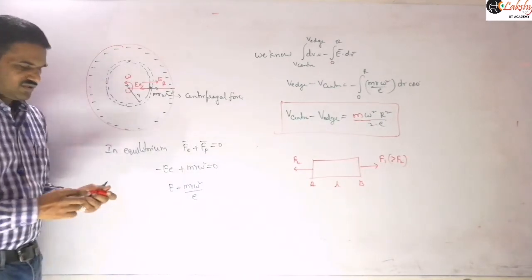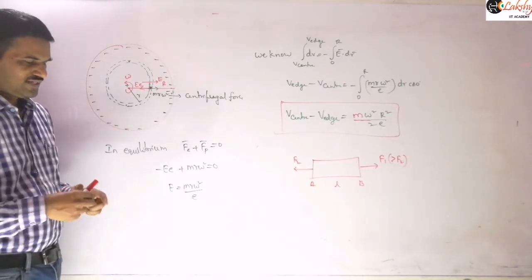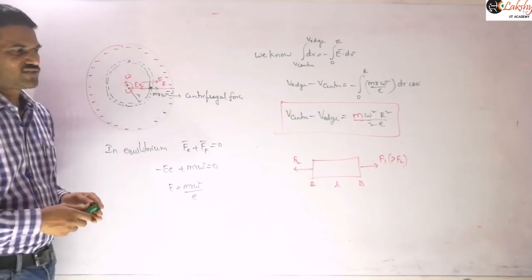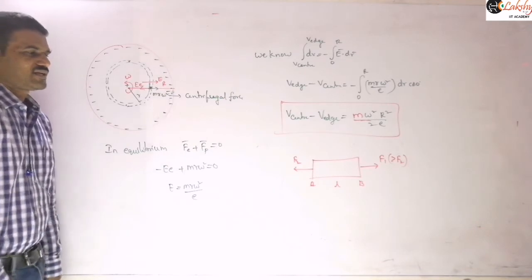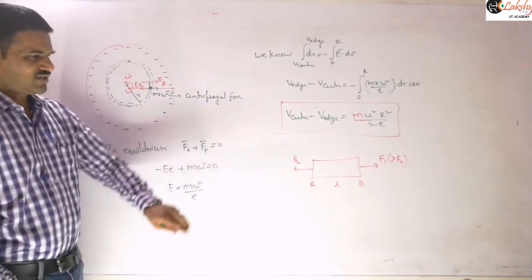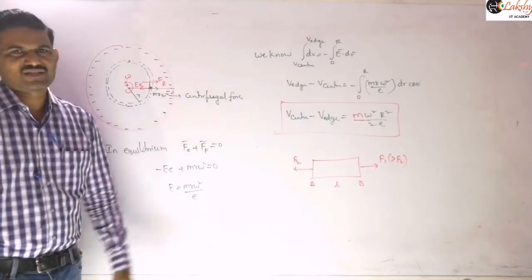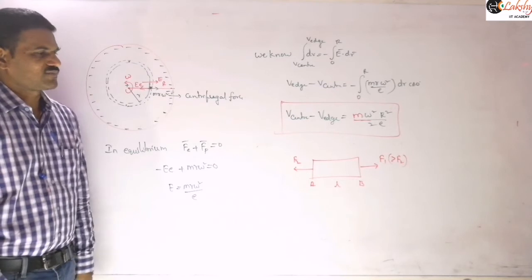So just mention that a rod of length L is accelerating under the action of forces F1 and F2 as shown in the figure. There is no other force here. That means you may consider that it is moving on a smooth horizontal surface.